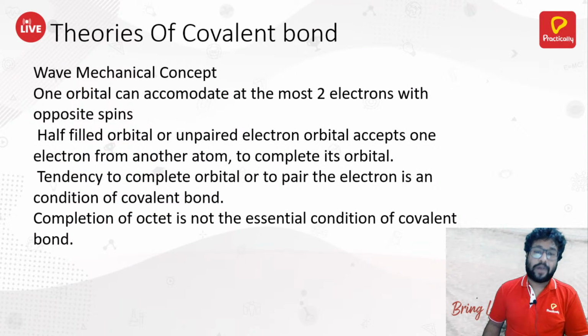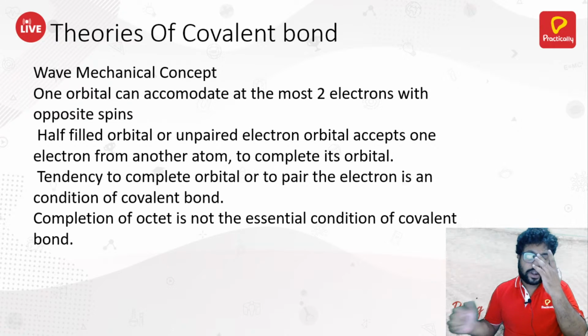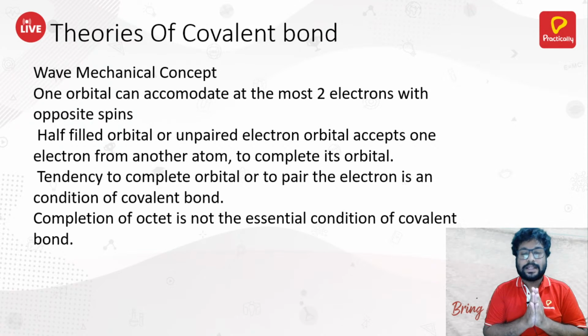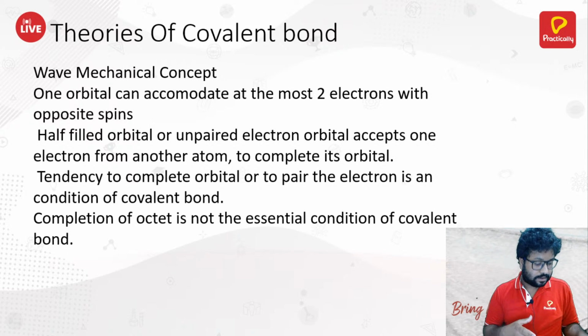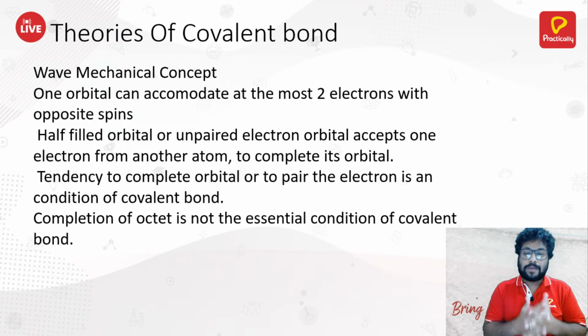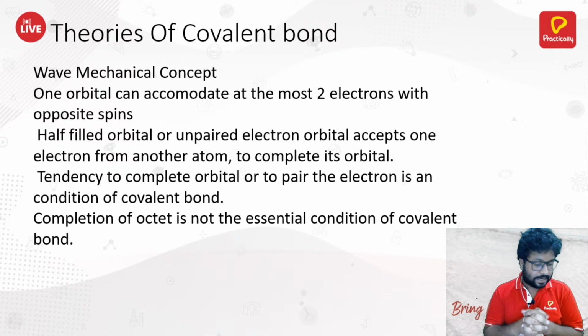Let's start with the covalent bond. See, covalent bond is the most important bond in chemistry. No bond is more important than the covalent bond, because most of the compounds contain covalent bond only. Covalent bond containing compounds are very huge in number. Okay, let's start with it.